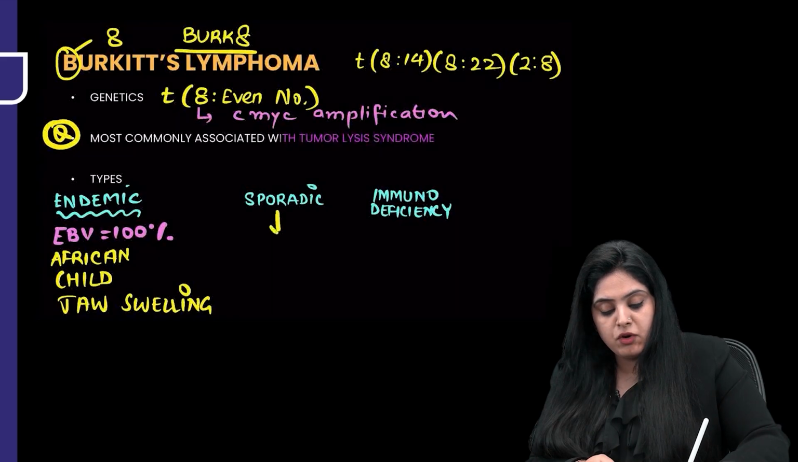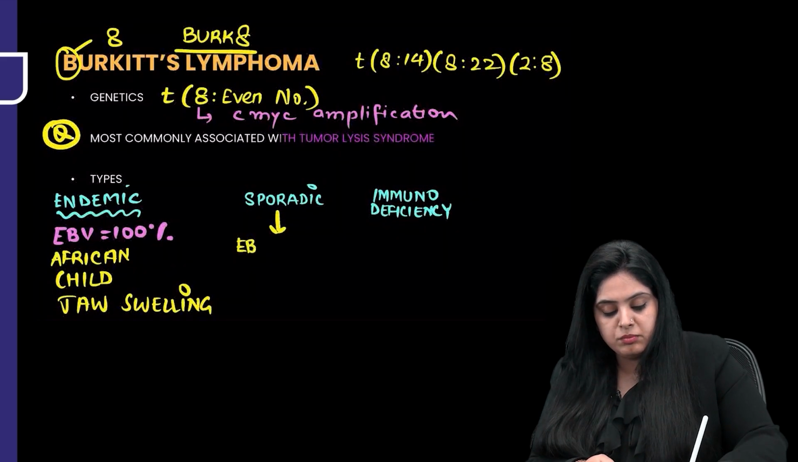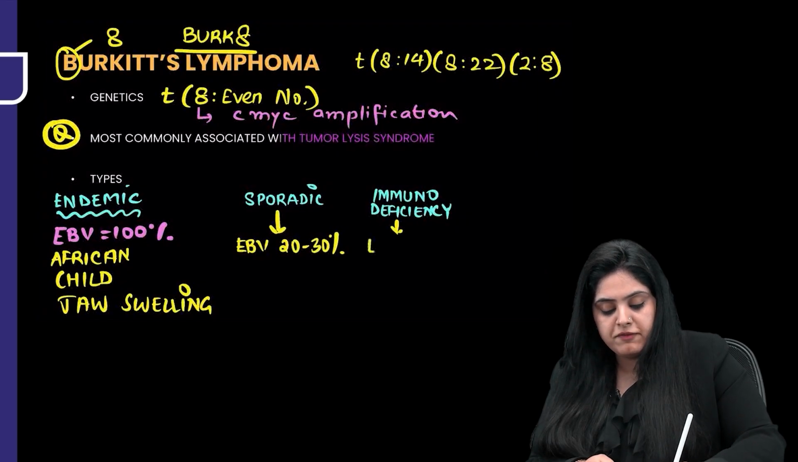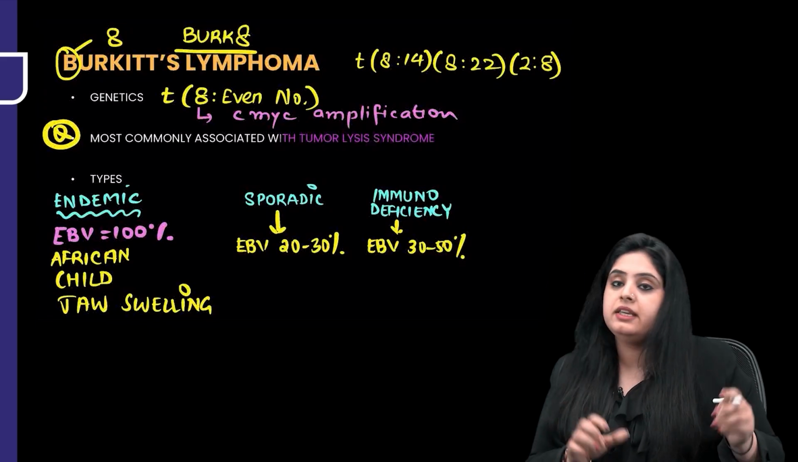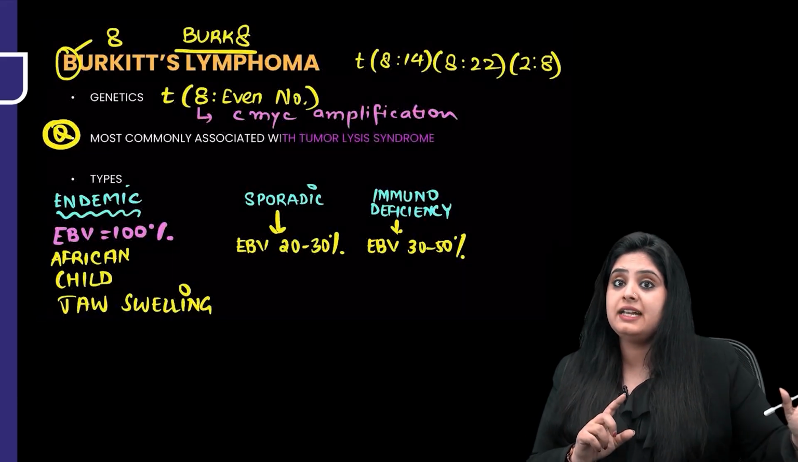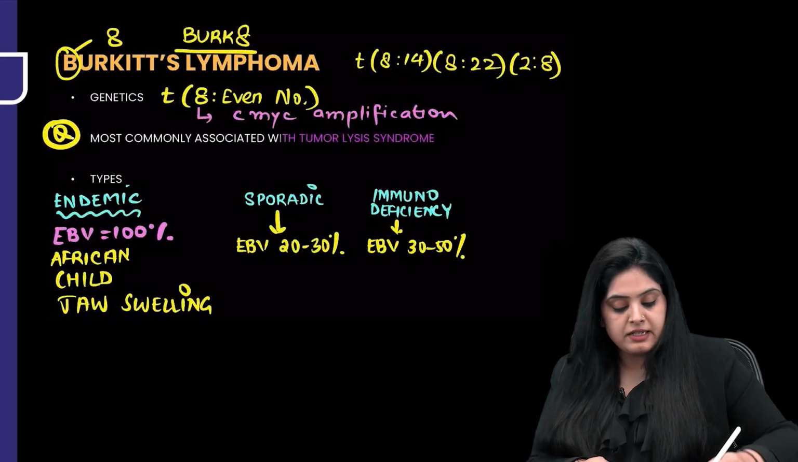In the sporadic form, remember, EBV can be present. Approximately EBV is present in 20 to 30% of the cases, whereas in immunodeficiency, EBV is seen in 30 to 50% of the cases. EBV association is still in both of these, but it's not 100% like the endemic one. EBV is there in these also, but they ask you the site.